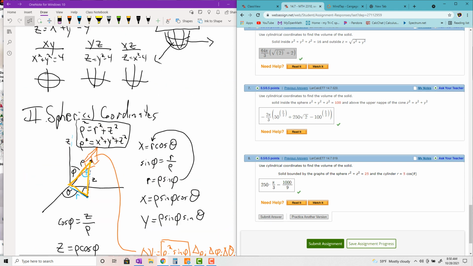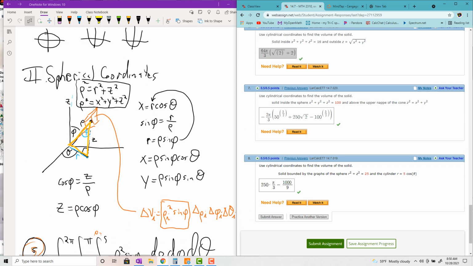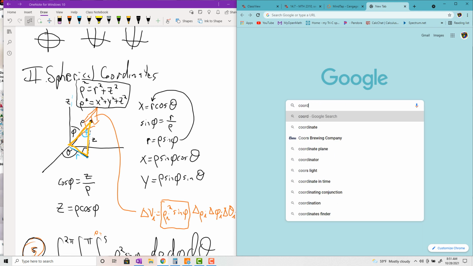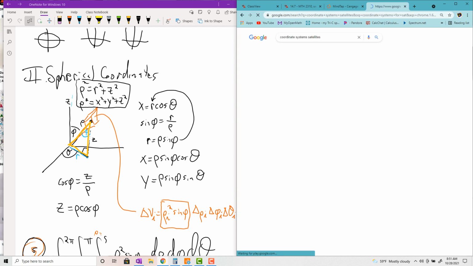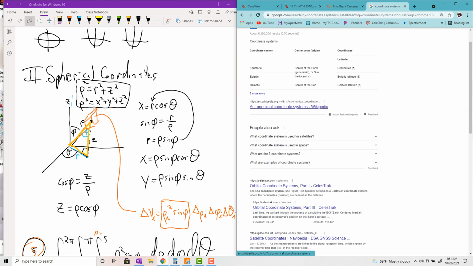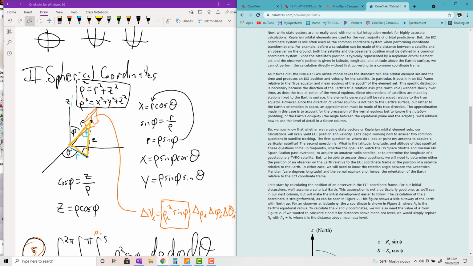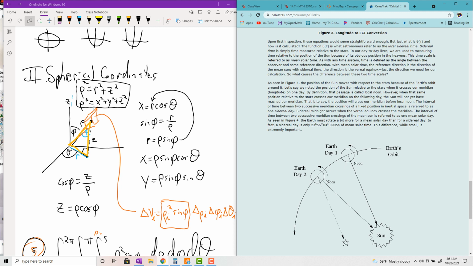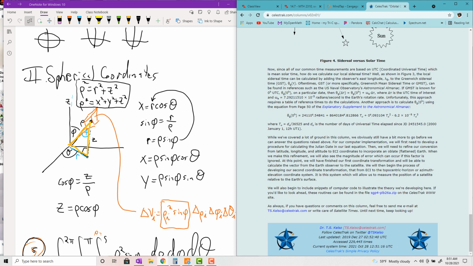I'm talking about it because spherical coordinates are sometimes used for orbits, I think. Like I said, there are all kinds of coordinate systems out there. Go look up coordinate systems for outer space, and you'll see there's more than one. Systems for satellites. You have orbital coordinate systems. There are these weird ones, and I don't even know what they are. It gets pretty technical really fast.